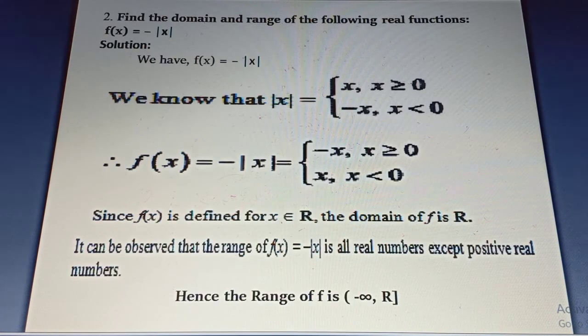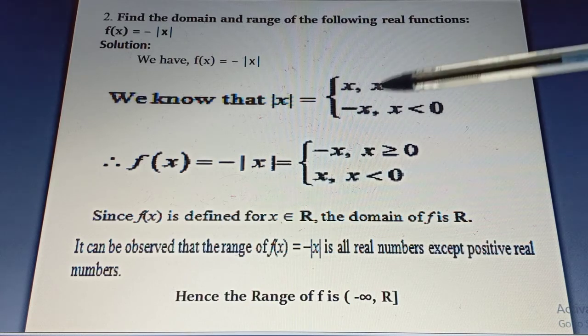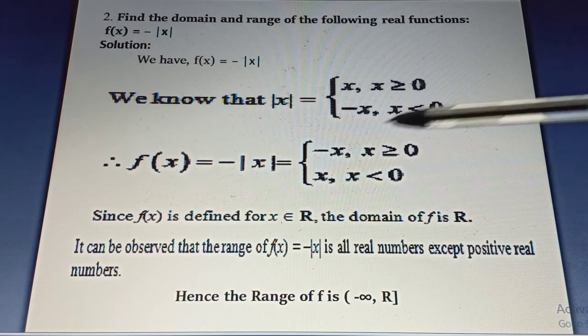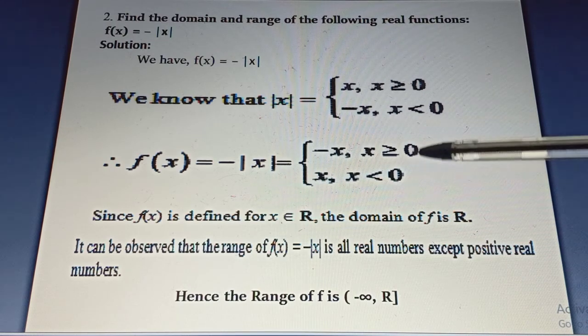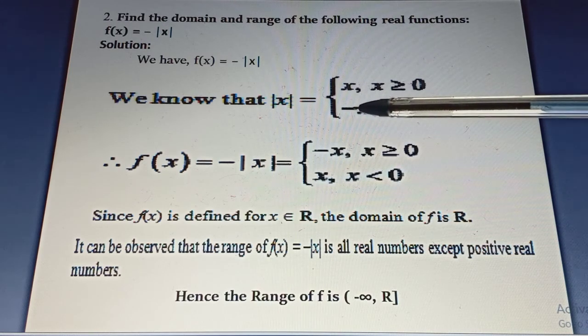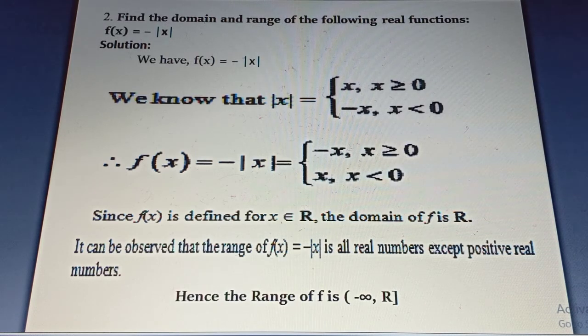Next question is very important. Find the domain and range of the following real functions. The function is f(x) equal to minus of mod of x. So we know that the modulus function is x when x is greater than or equal to 0, and minus x when x is less than 0. So when you multiply this function by minus, minus of mod x equals minus of x when x is greater than or equal to 0, and when this minus multiplies with that minus, it becomes plus, so it is x, with the condition x less than 0.